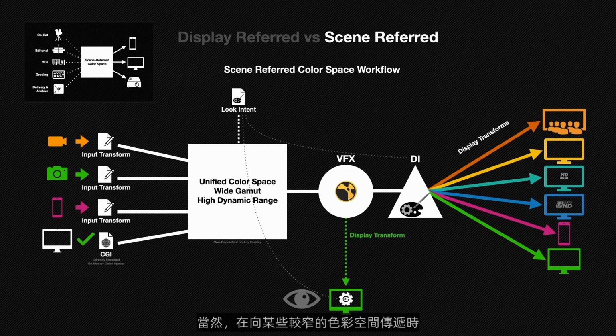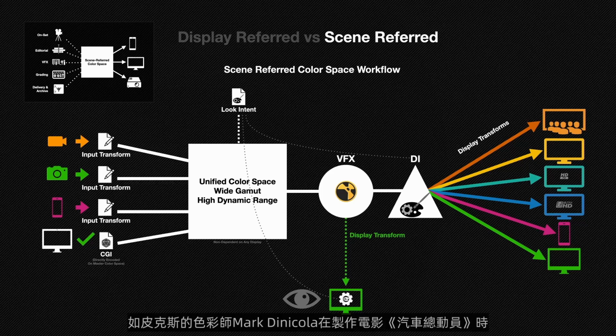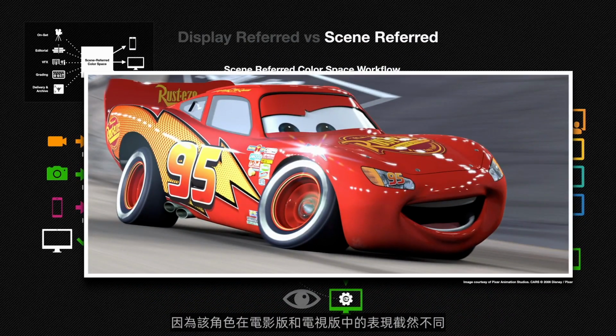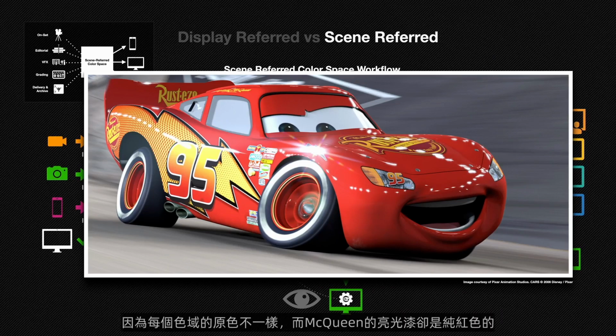Of course, with the transfer to certain narrower color spaces, the grade may need to be tweaked to adapt to that color destination. For instance, Pixar's colorist Mark DiNicola, while working on the film Cars, had to make adjustments to the grading of the protagonist, Lightning McQueen, because he was displayed quite differently from the cinema version to the TV, as the primaries of each gamut are different, and Mr. McQueen's shiny varnish is purely red.